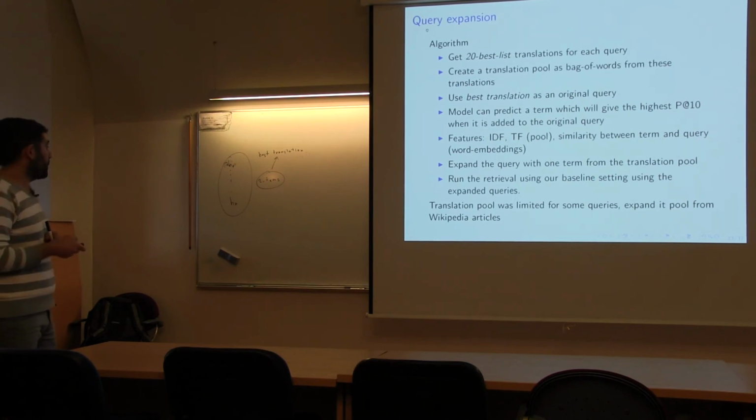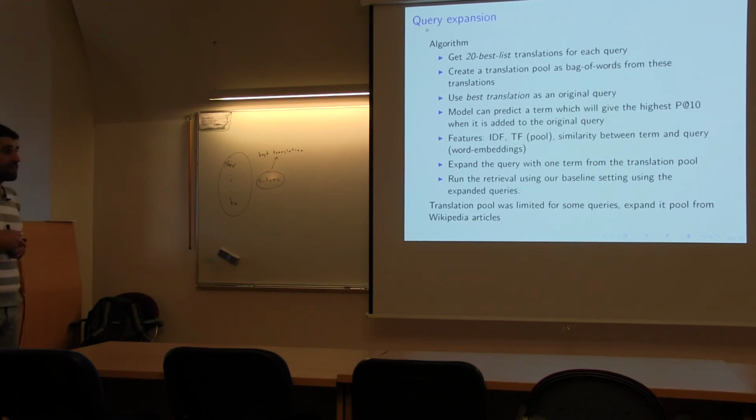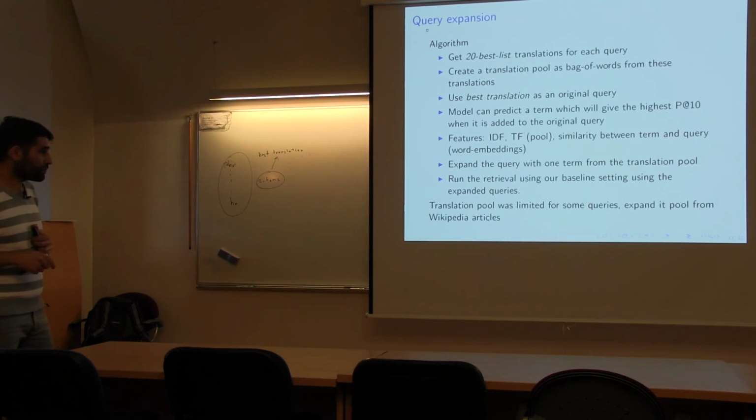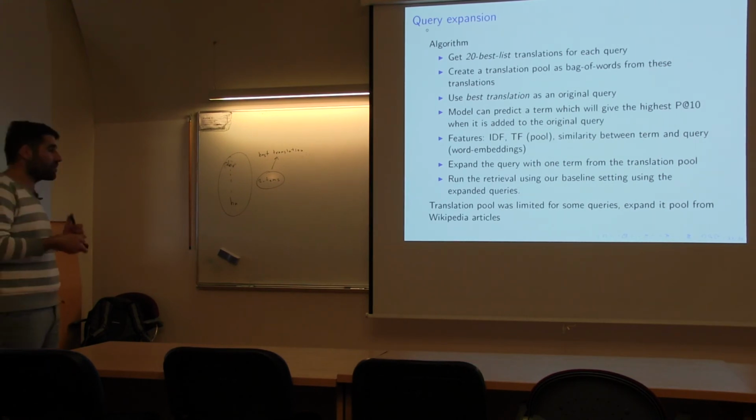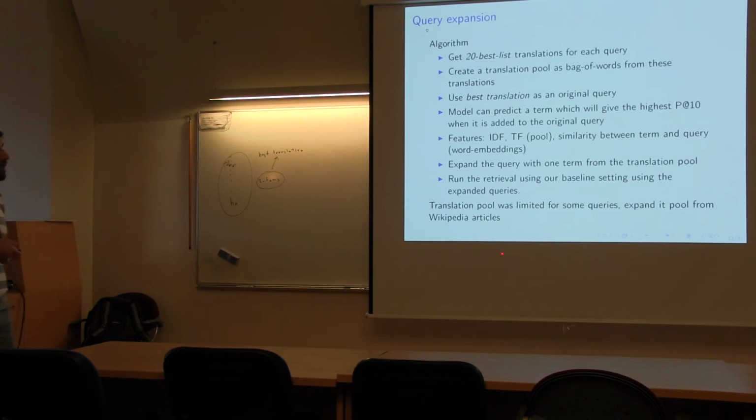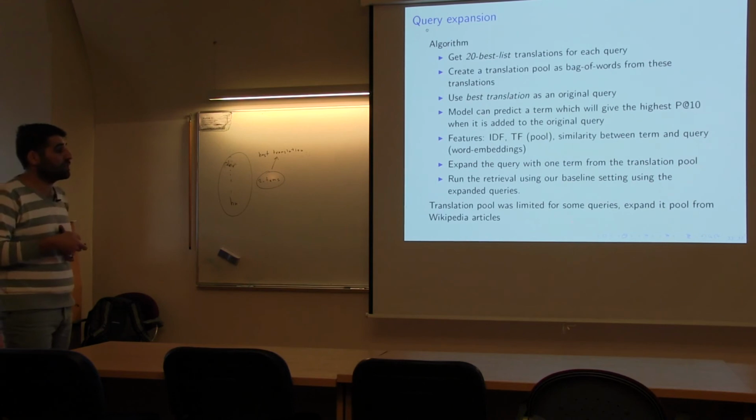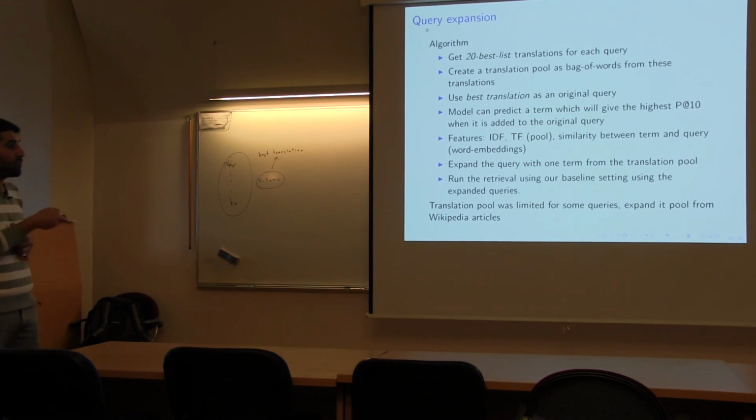The main problem here was with the limitation of the translation pool. For some cases, after we merged all the terms from the translation pool, we couldn't have enough terms to expand the query with. So what we did here, we expanded the pool from Wikipedia. We used the best translation to retrieve documents from Wikipedia, only abstracts from Wikipedia, and then we added these 10 articles from Wikipedia to this pool.